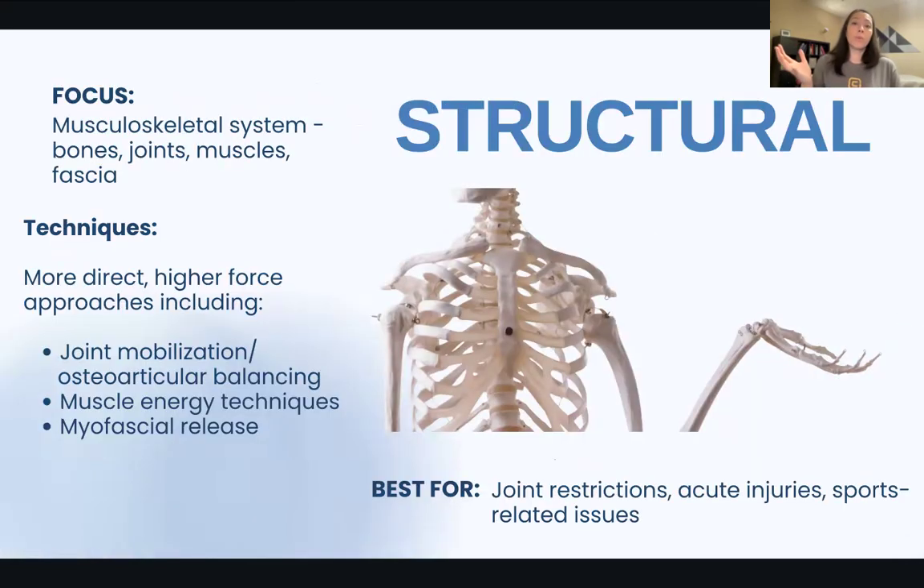Then there's the structural approach. So the focus is on the musculoskeletal system, bones, joints, muscles, the fascia, and the techniques are a bit more direct, higher force. We're not talking chiropractic adjustments, but not just assessing cranial rhythm, but more manipulation. So we might be doing joint mobilization, osteoarticular balancing, muscle energy techniques, myofascial techniques. There can be some light massage, friction, trigger point work. And again, this is best for joint restrictions, acute injuries, sport related.